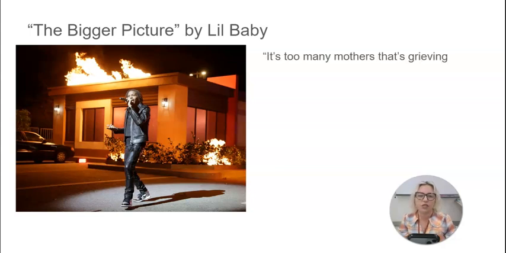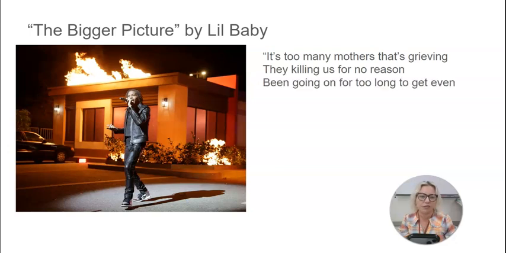It goes, "It's too many mothers that's grieving. They're killing us for no reason. Been going on for too long to get even. Throw us in cages like dogs and hyenas."